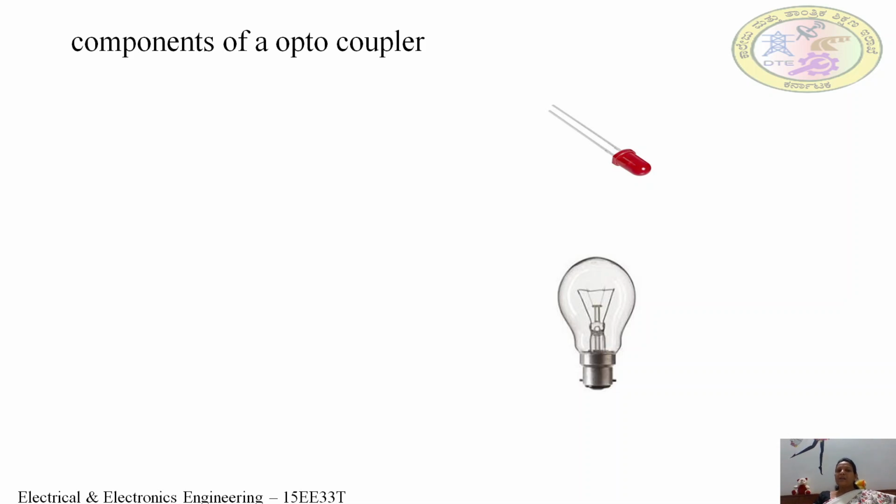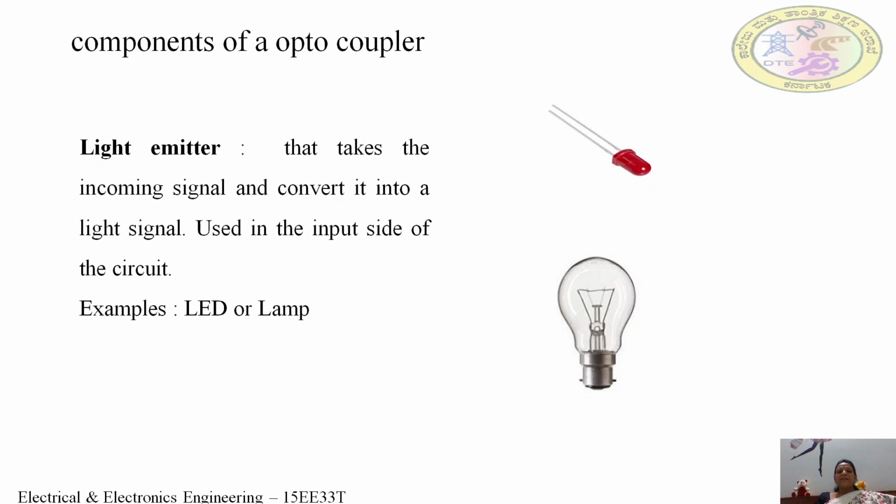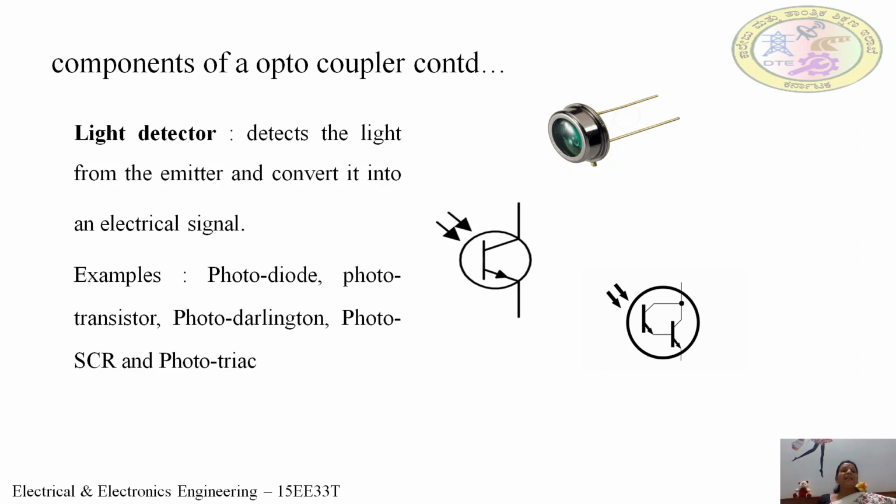So let us look into the components of an optocoupler. It consists of a light emitter, that is, a light source used on the input side of the circuit. It may be an LED or a lamp. LED is the most widely used light emitter or light source. What it does is take the incoming signal and convert it into a light signal. As I said, the light source can be an LED or a lamp. The next component is the light detector.